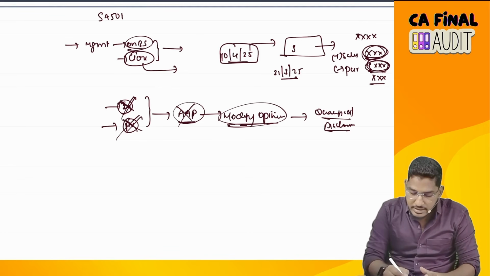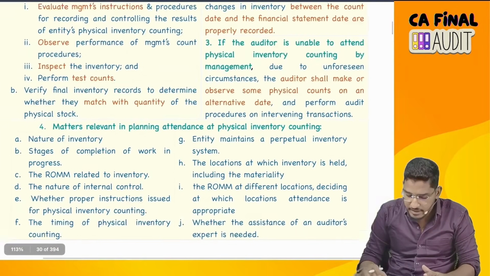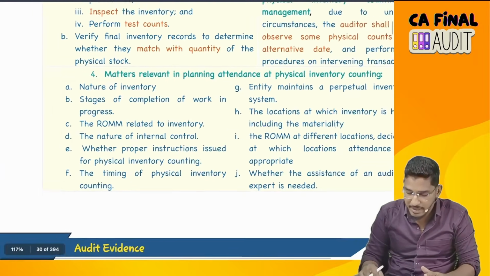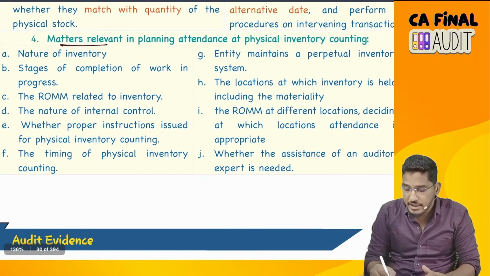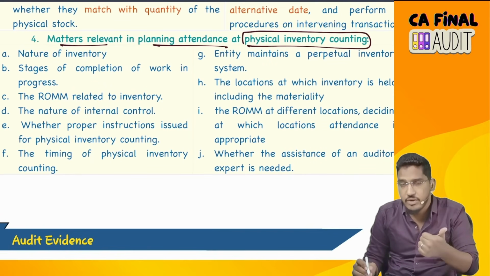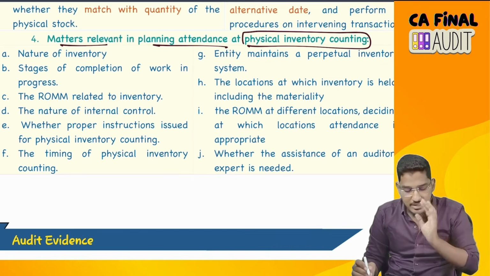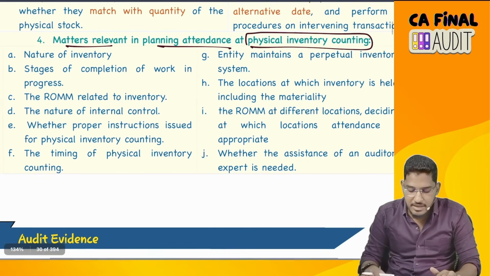Understood? And one more thing the standard will say here, when you go for inventory counting, these are the matters which you need to pay attention to. So matters which are relevant in planning attendance at physical inventory counting. Either you are attending the management's inventory counting, or you are doing the inventory counting on your own. These are the matters which you have to pay attention to.